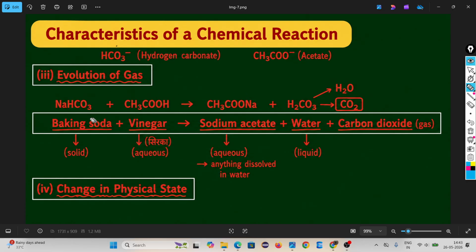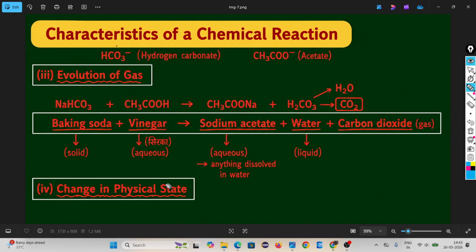Look, when sodium hydrogen carbonate reacts with acetic acid, which is called vinegar. Baking soda is the common name of sodium hydrogen carbonate. This is acetic acid, whose common name is vinegar. When they react with each other, they form sodium acetate and H2CO3. Then this breaks down to form water and carbon dioxide. Look, only focus on carbon dioxide. A gas is evolved.